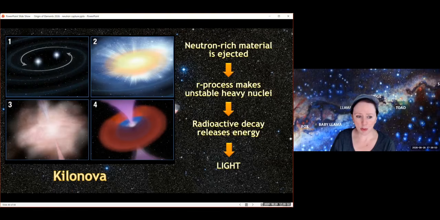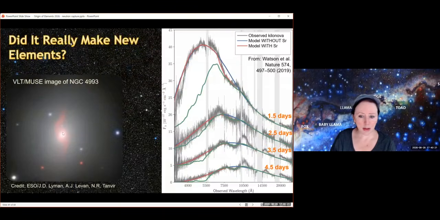So this is looking extremely promising. We've got a neutron-rich material, we've got radioactive decay, but can we actually show that new heavy elements were made? Here's the source again, this little spot right next to NGC 4993.